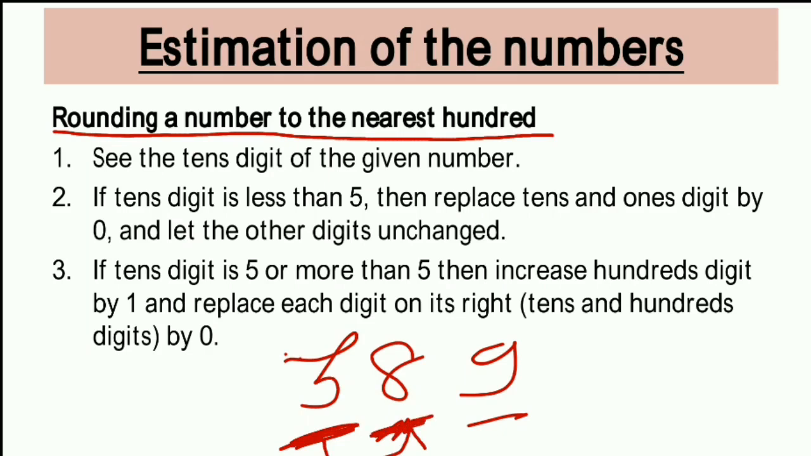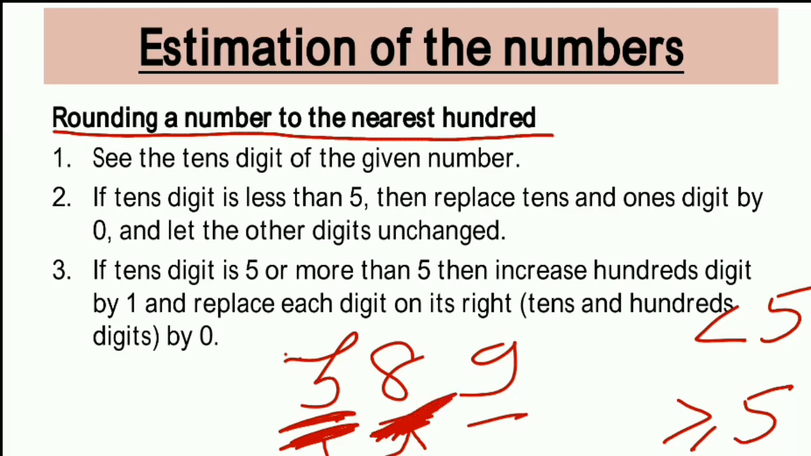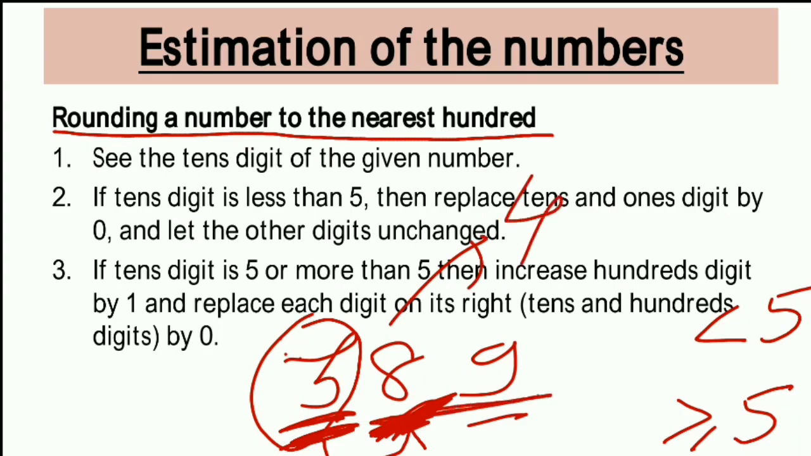So we will look at the tens digit, to see whether it is less than 5 or greater than or equal to 5. If it is less than 5, then nothing will be added here. If it is greater than or equal to 5, 1 will be added to the hundreds digit. Obviously it is greater than 5, so 1 will be added to 3, making it 4, and after that whatever digits are there will be replaced by 0.